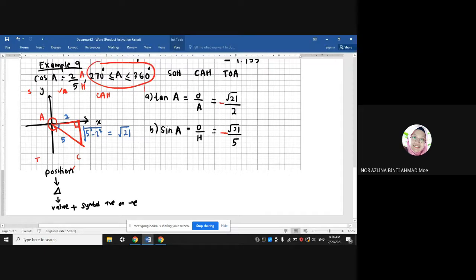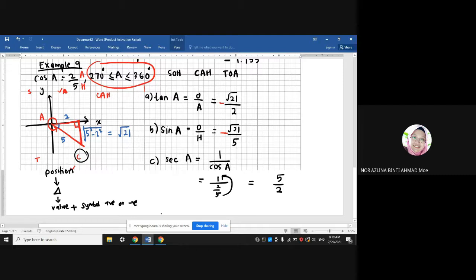Okay, next, C. Sec A. So sec A is 1 over cos A. Cos A, adjacent over hypotenuse, 2 over 5, or you can directly take from the question, 1 over 2 over 5. Okay, so we bring 5. The final answer is 5 over 2. Positive or negative? This is cos at quadrant number 4. Should be positive. So final answer is positive. So no need to write the positive symbol. This is the final answer, 5 over 2.